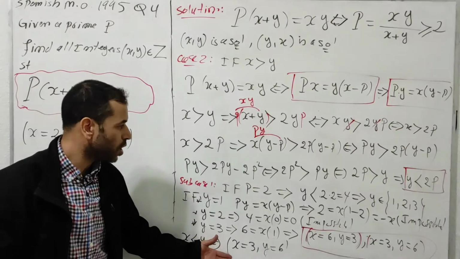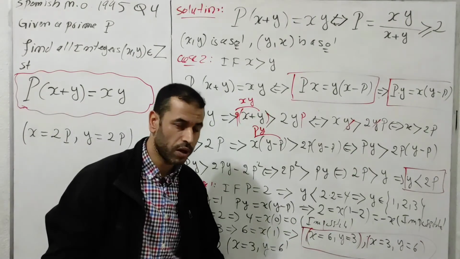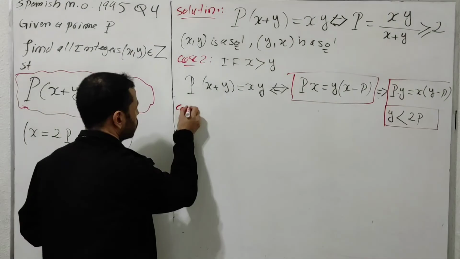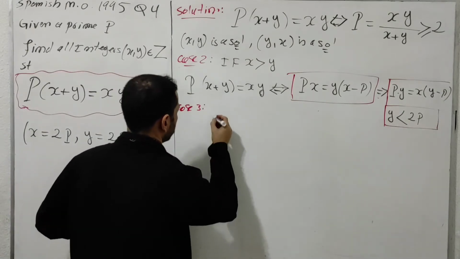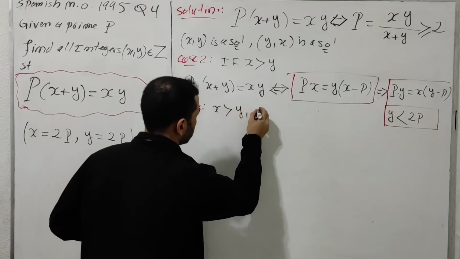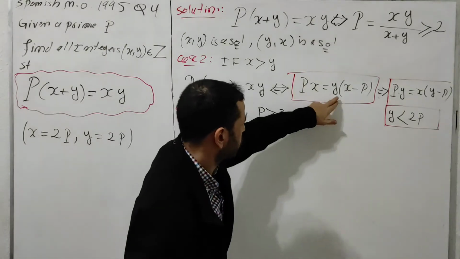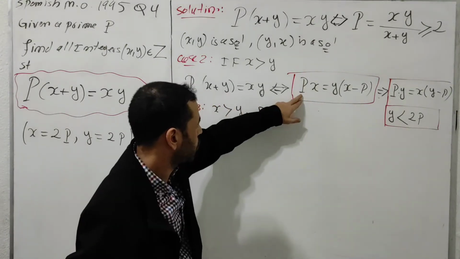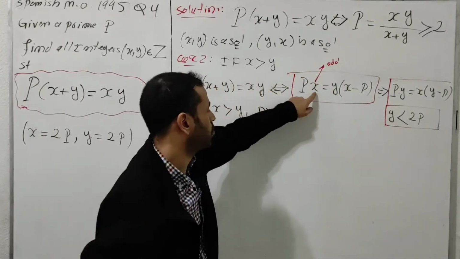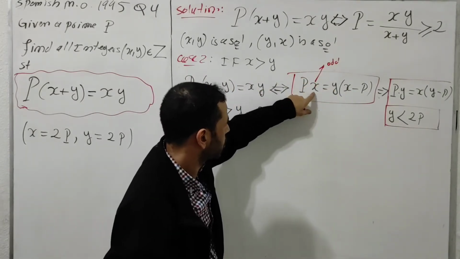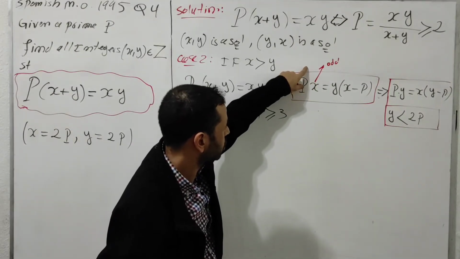Now let's clean up the board and move on to the next case, when the prime number is superior or equal to 3. So case number 3, when we have x strictly superior than y and p strictly superior than 3. If you take a careful look at this equation, p as a prime became an odd number. Let's assume x is odd. If x is odd, odd multiplied by odd gives odd.